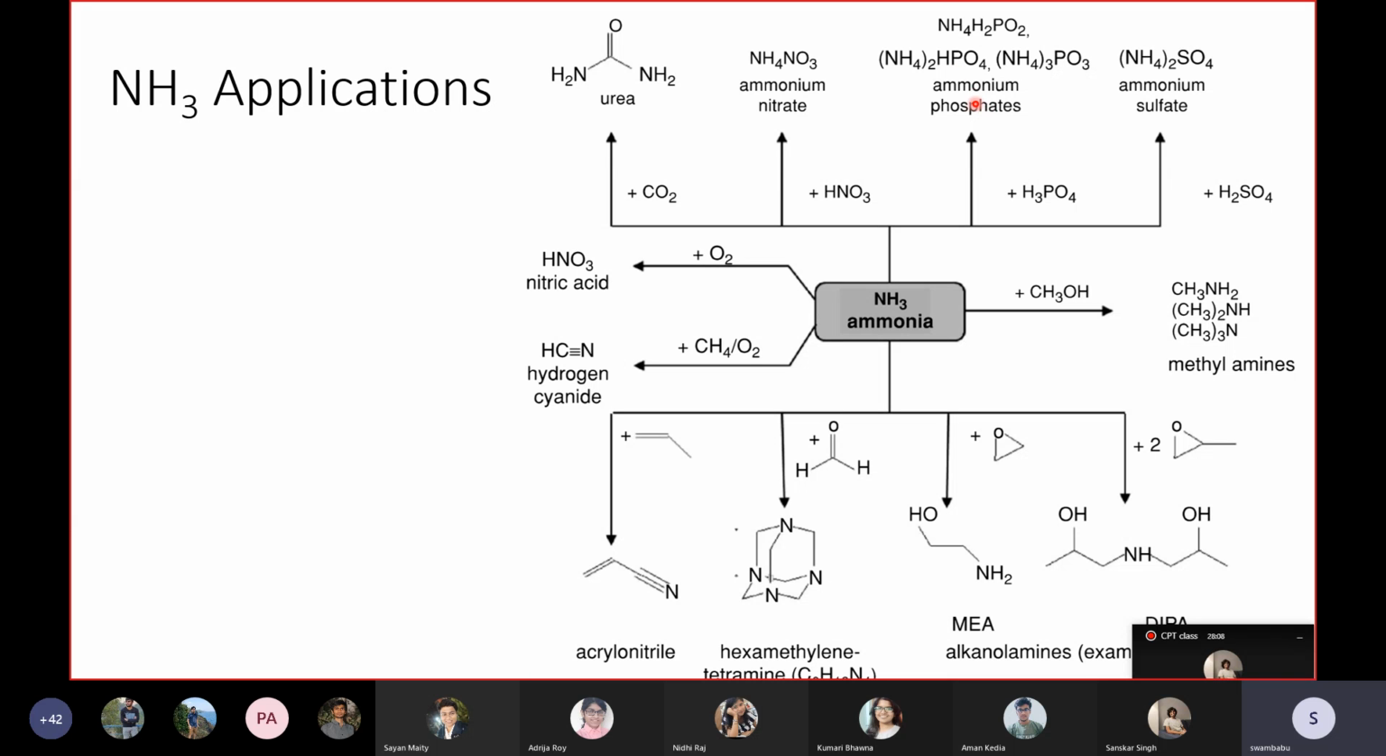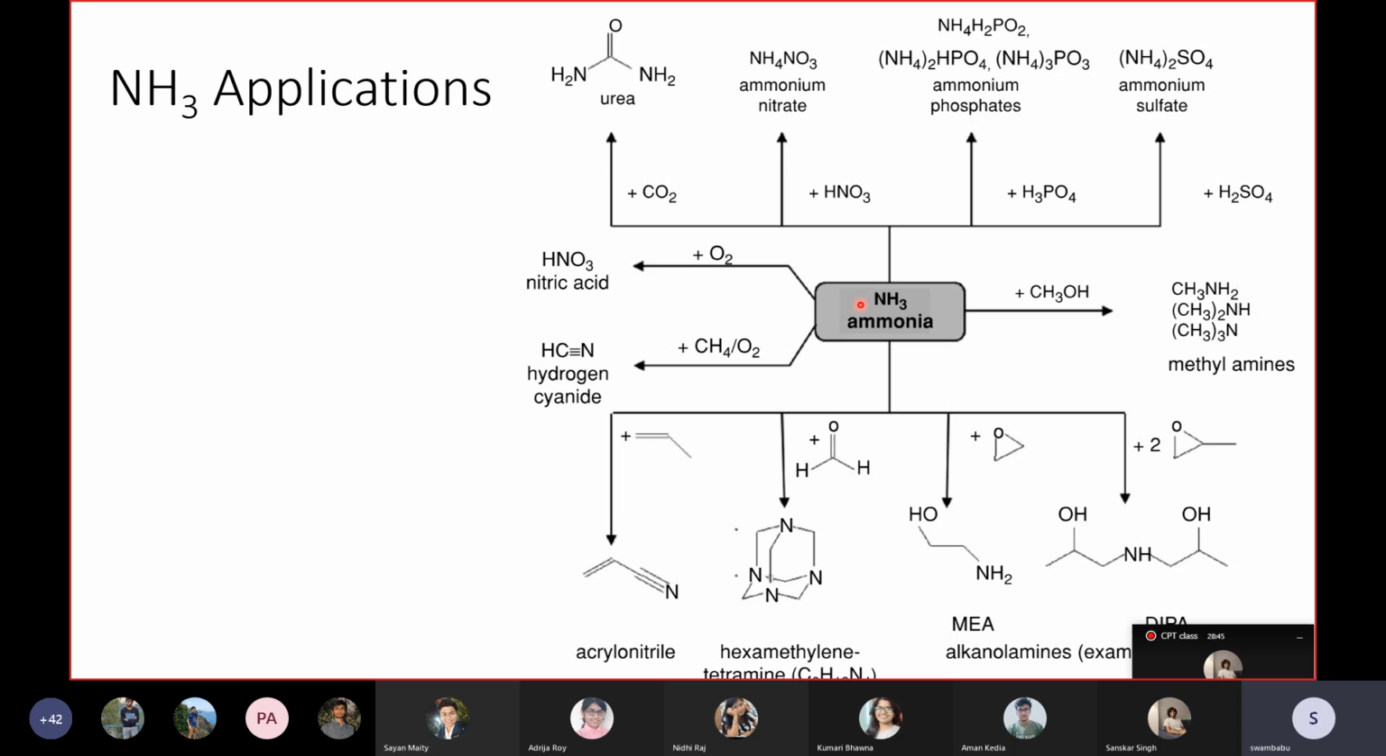Here we get various types of phosphates: mono, di, and triammonium phosphates. DAP is diammonium phosphate. Similarly, if you react with sulfuric acid, you will get ammonium sulfate. So ammonium phosphates, ammonium nitrates, urea, ammonium sulfates are all produced from ammonia, and these are all used as fertilizers. So in fertilizer production, the important raw material is ammonia.